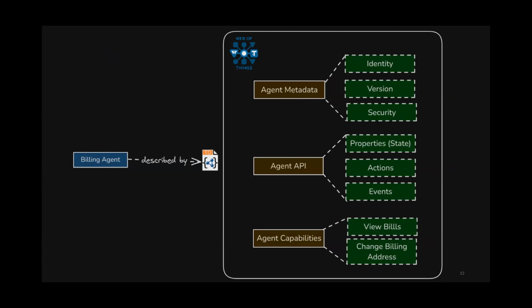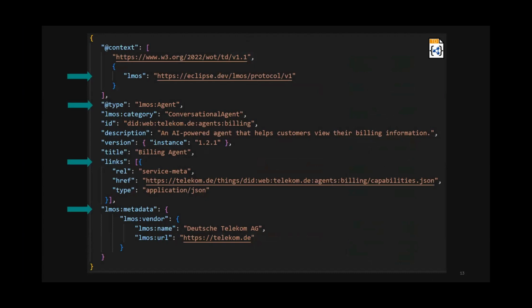Since the API of agents, like an action, might consume natural language as an input and produce natural language as an output, the API itself does not describe the capabilities of an agent anymore. There's no view bills action or function. There's no view contract action anymore. But from an integrator point of view, the supervisor agent, for example, definitely needs to know the capabilities of agents.